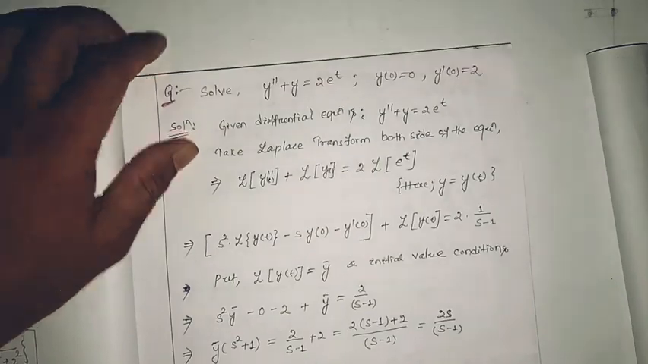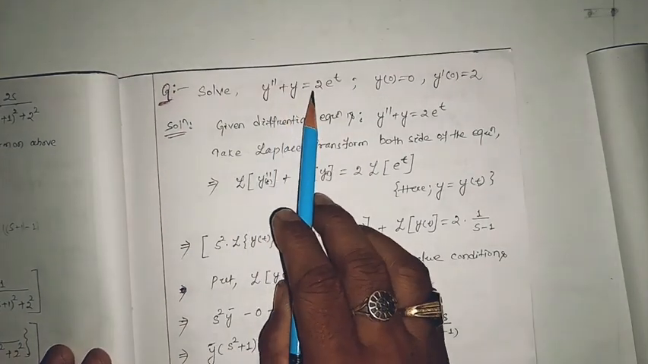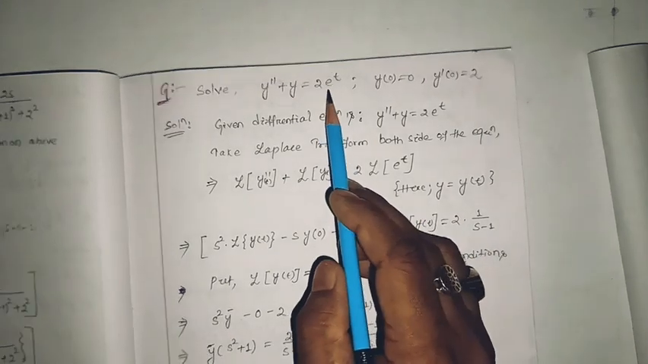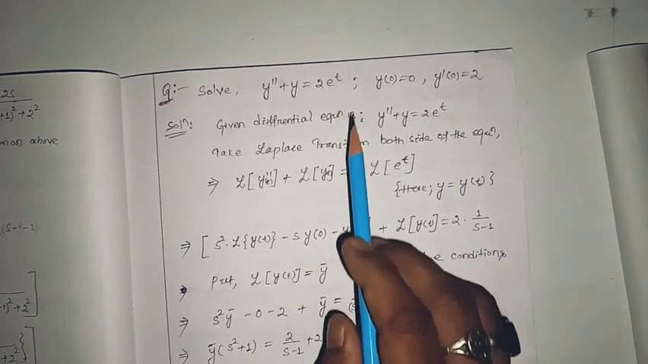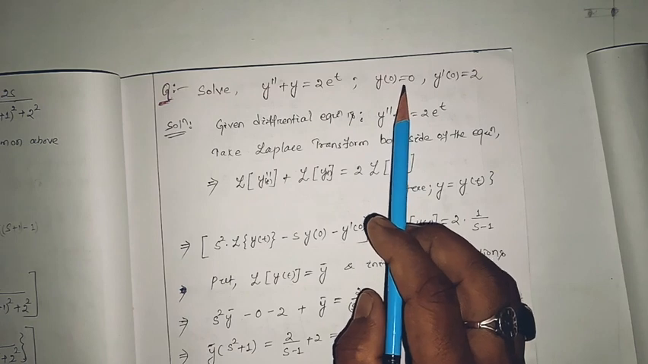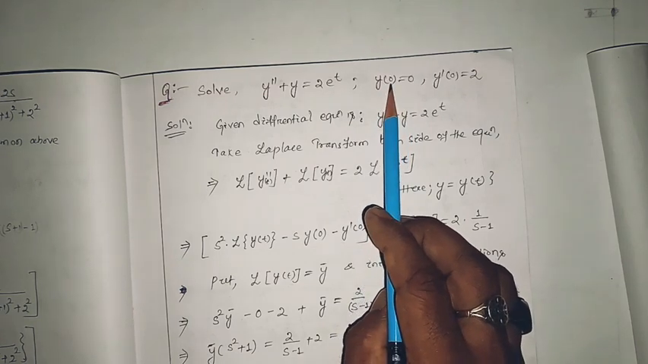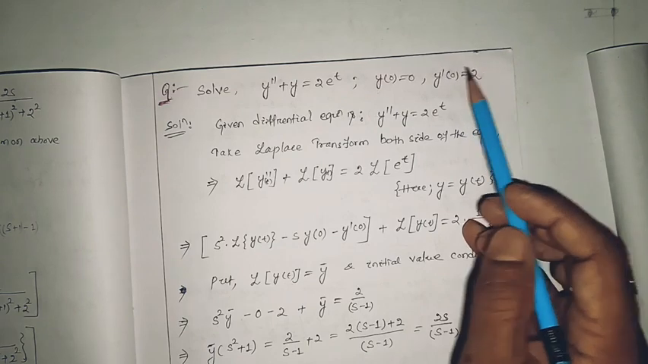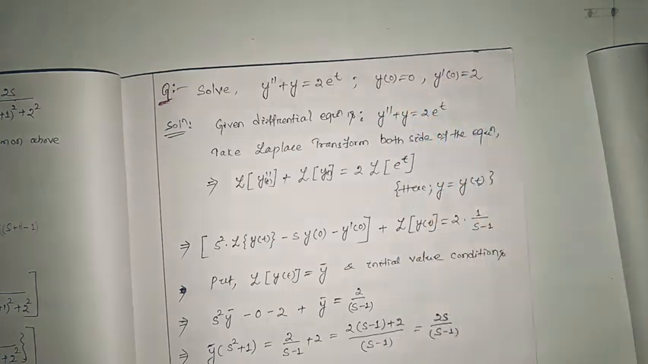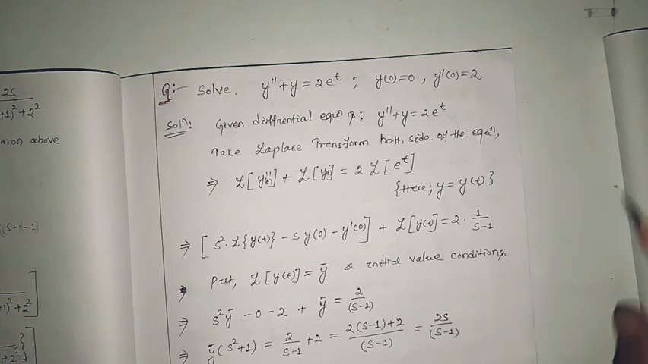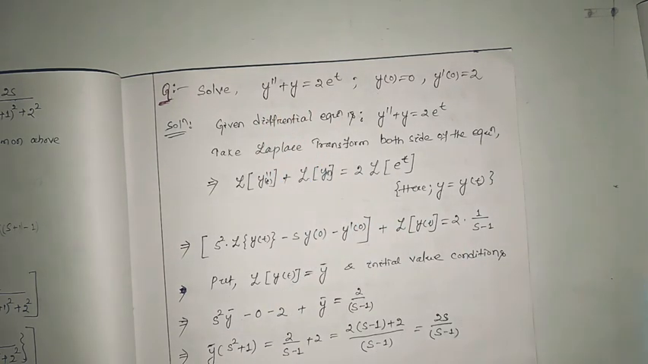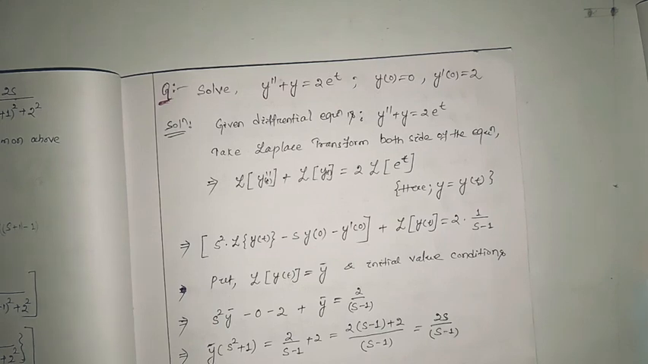Now we are going to go for another question, that is y'' + y = 2e^t. This is a non-homogeneous differential equation because some factor is there on the right-hand side, and initial value conditions are given: y(0), meaning y at t = 0, equals 0, and y'(0) equals 2. These are the two initial value conditions given. Now we are going to solve this differential equation by using Laplace transform.